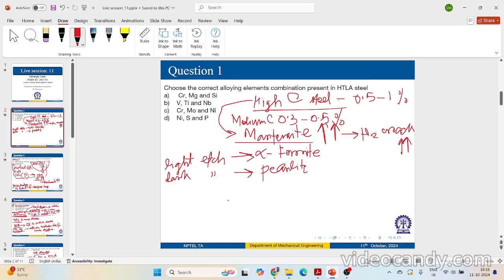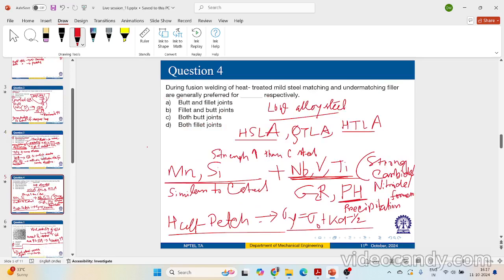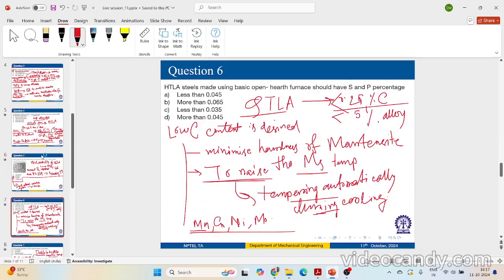So tell me what about question one? Choose the correct alloying elements combination present in HTLS steels. We have talked about this quenched and tempered low alloy steel, you remember? What were the alloying elements over there? Just look into the slide and tell me what could be the alloying elements.